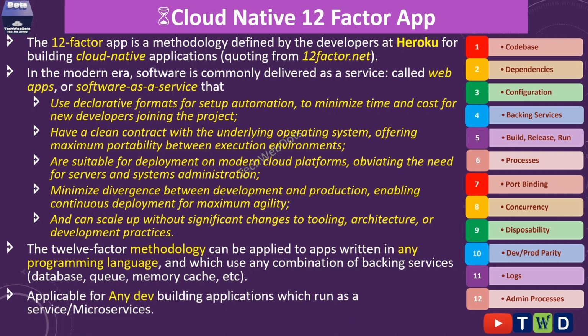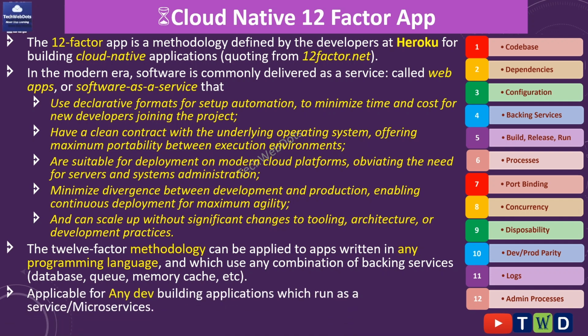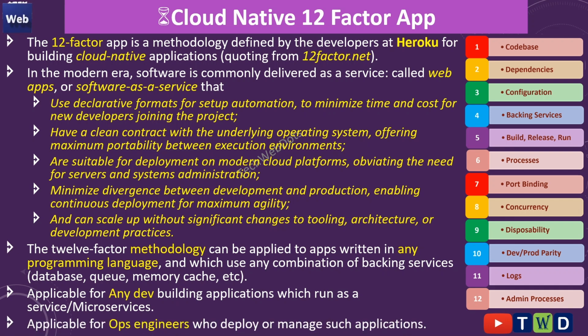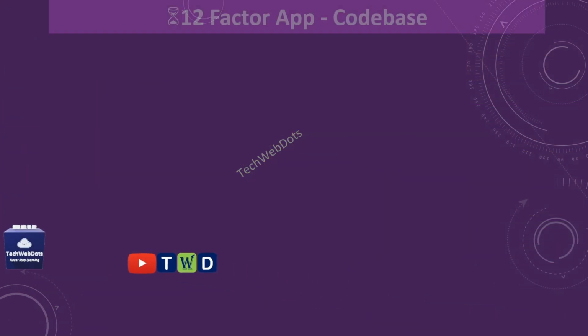Okay, the last one, it is also applicable for any developer building applications which run as a service, and all these 12 principles are also applicable for microservices as well. And it is also applicable for ops engineers who deploy or manage such applications on the environments. So this is a little constructive background of what we are trying to achieve if we follow the cloud native 12 factor app development principles. Okay, then let's discuss one by one, right?